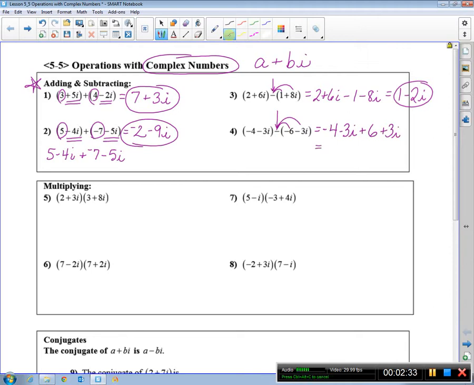Add your real parts. Negative 4 plus 6 is 2. Add your imaginary parts. Negative 3i plus 3i is actually 0i. If you have to write it as a complex number, that's what you would have. And we know that is the same as 2.